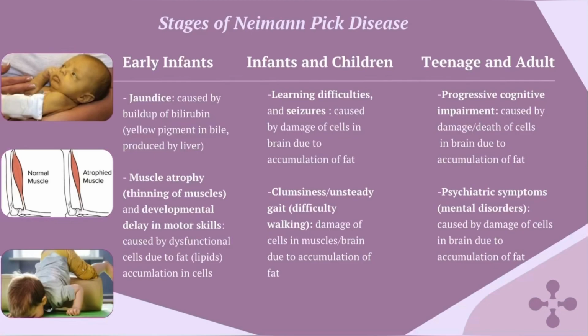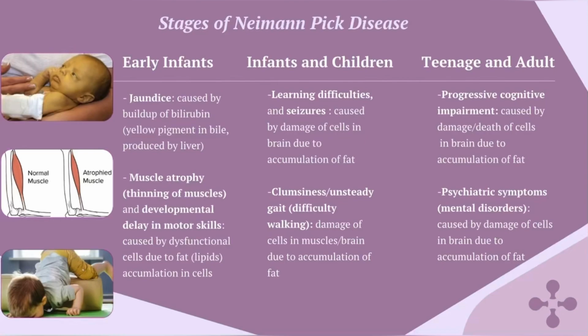You will also see muscle atrophy, or the thinning of muscles, as well as trouble with motor development skills, such as kicking legs or being able to wave their arms. Both of these symptoms are caused by dysfunctional or dying cells due to the fat accumulation within the cells.